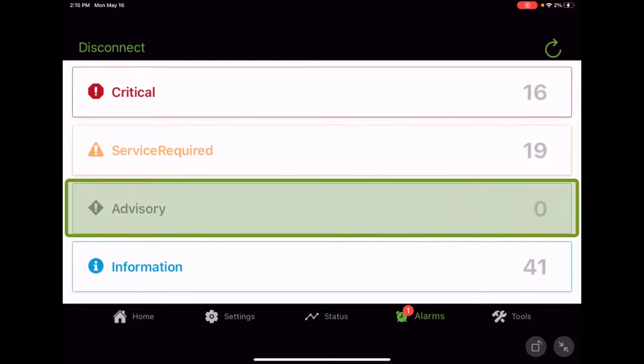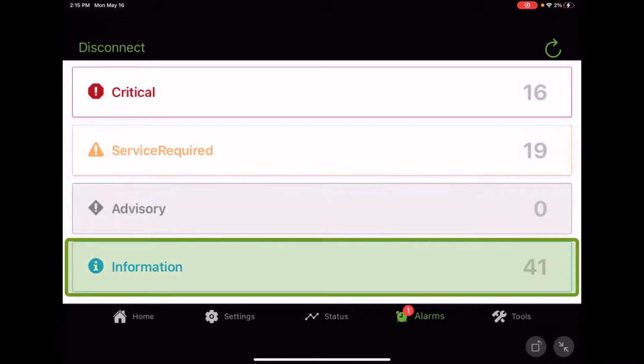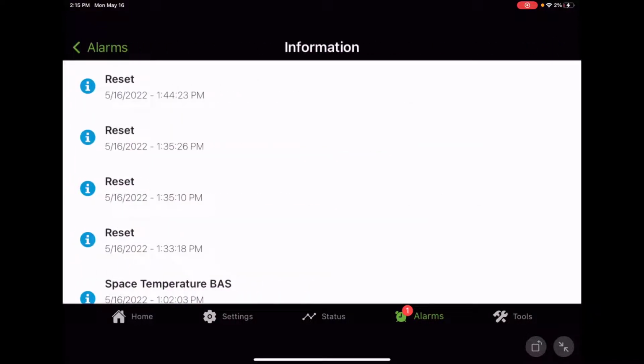The next one is advisory, and unfortunately I don't have any advisory alarms, but again, those are going to be, hey, here's something that's going on, here's a condition or something that occurred. I want to let you know that it's happened, but it's not something you need to rush up on the roof and look at, or rush out to the unit and look at. And then we've got informational, and that literally is just that, information.